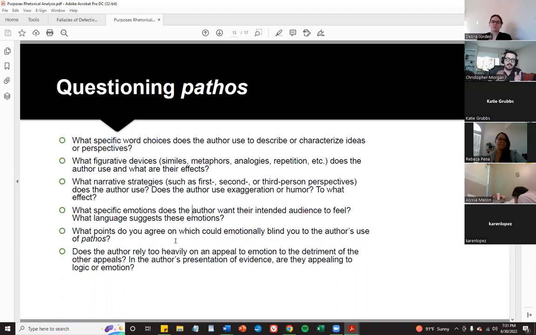So there are two ways you can think about emotion or tone here. Part of it is, how is the author establishing their tone towards the subject? Are they treating the subject with respect and objectivity? But then also, as a reader, what emotions are they inspiring in me as I'm reading through this language?